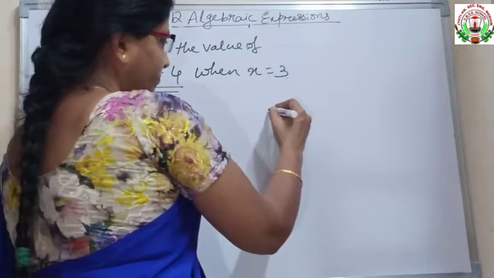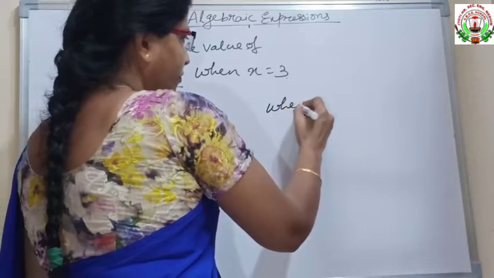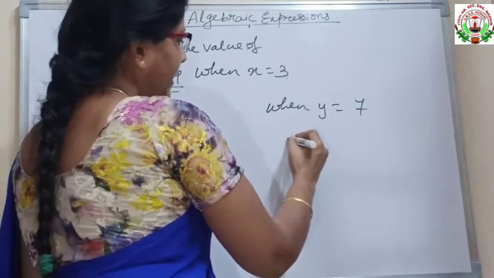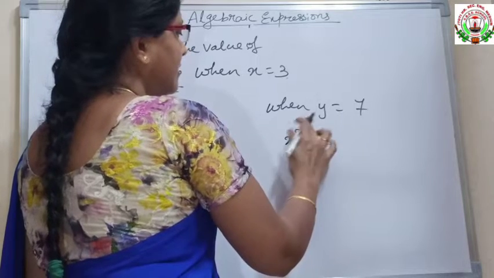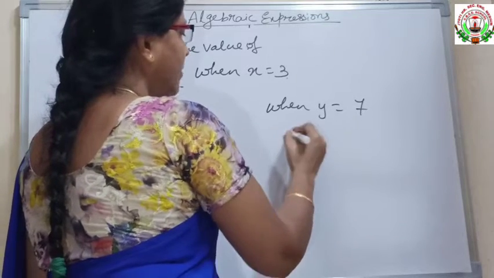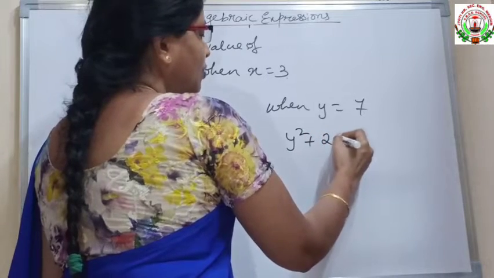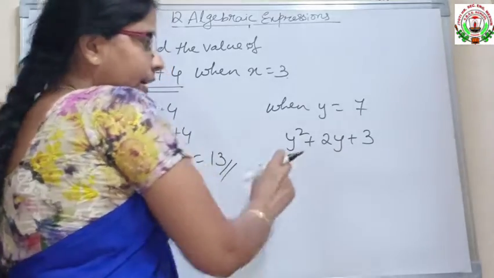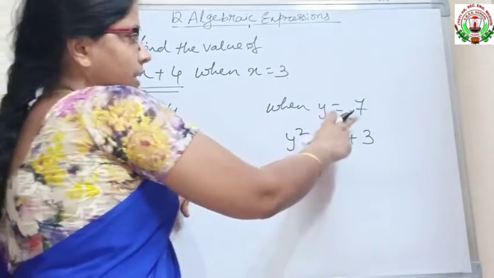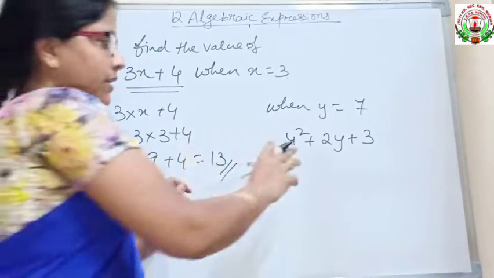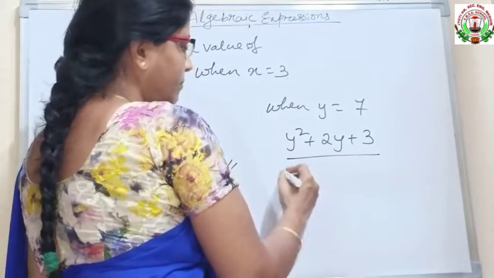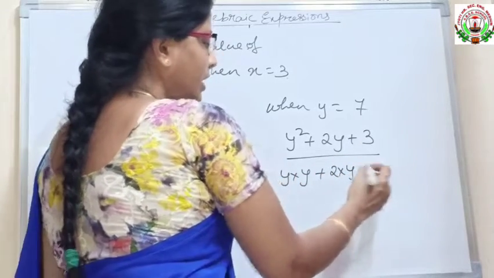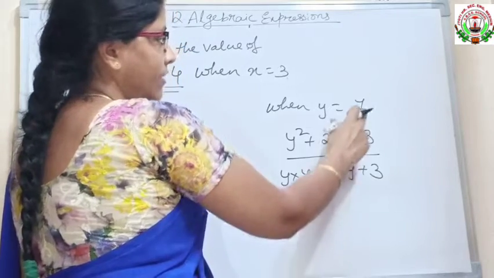One more example. Find the value when y is equal to 7. I am writing the expression as y square plus 2y plus 3. I have taken a trinomial expression and I have given the value of y as 7, and I want to find the value of this expression. So y square means y into y plus 2 into y plus 3. So in the place of y we have to keep 7.